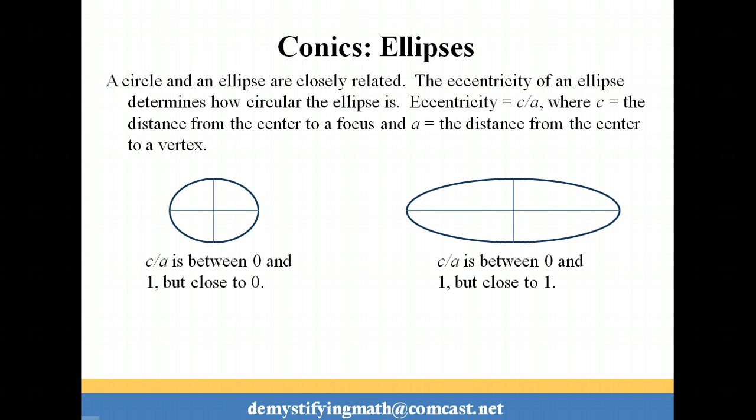Okay. A circle and an ellipse are very closely related. They're related by their eccentricity. Remember that eccentricity is going to be c over a, where c is the distance from the center to the focus, and a is the distance from the center to a vertex. And we're referring to a vertex at the endpoint of a major axis.